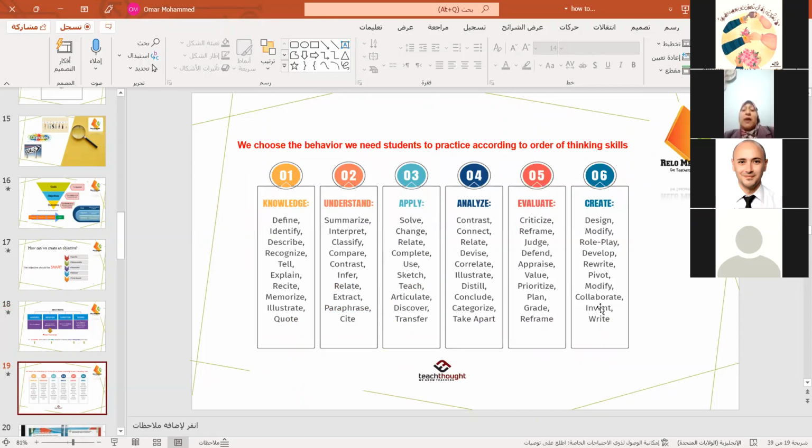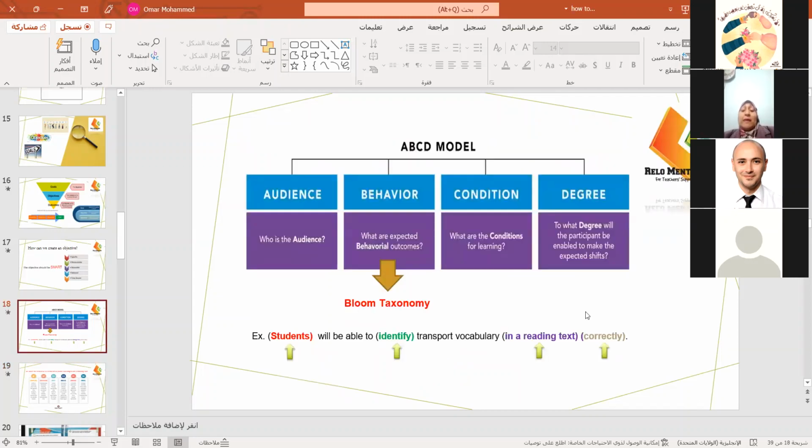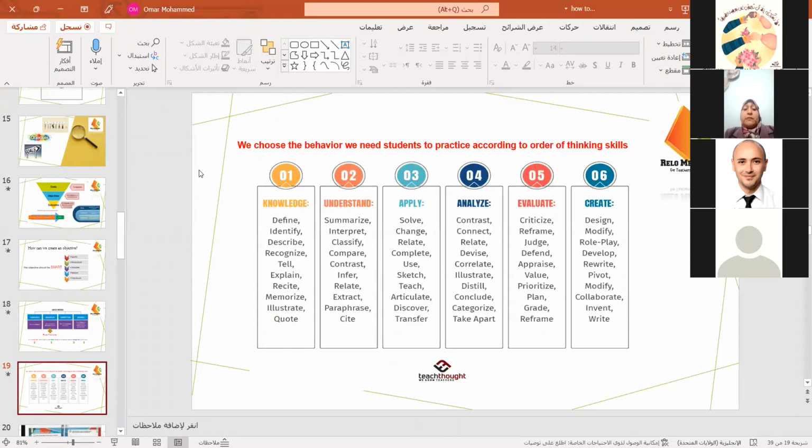And as we said with Ms. Nermeen, we still have the last slide, please. So the condition would be they should identify vocabulary in a reading text. So this is the condition. And the degree is how they do that, correctly or accurately, by using an adverb. Okay, thank you. So the next one. Thank you, Ms. Nermeen. Next slide.